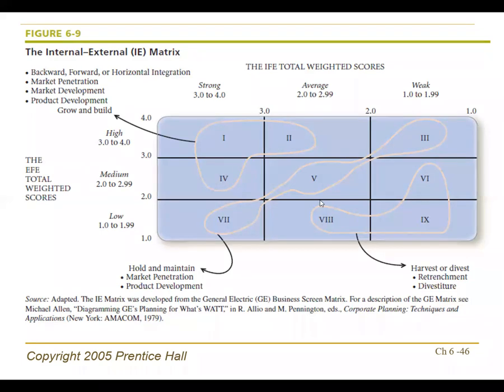by coupling your IFE score and EFE score, and according to that box, either you are staying in number 3, number 5, or number 7. In each of them, you would go for these kinds of policies and strategies. If you are coming into this group, you go for these strategies, or if you belong to this group, you go for this strategy. So that's how we go for the internal external matrix.